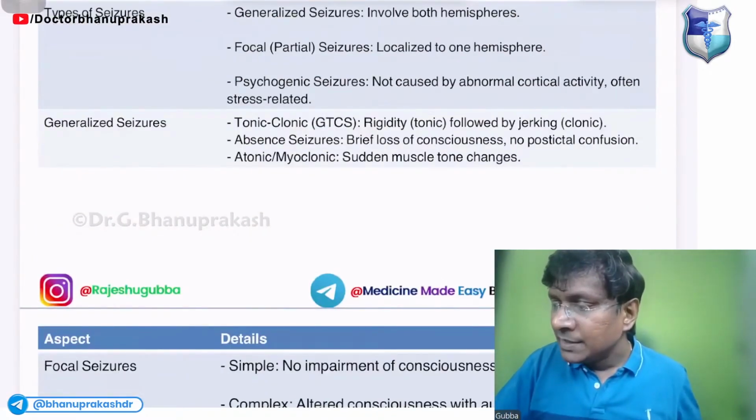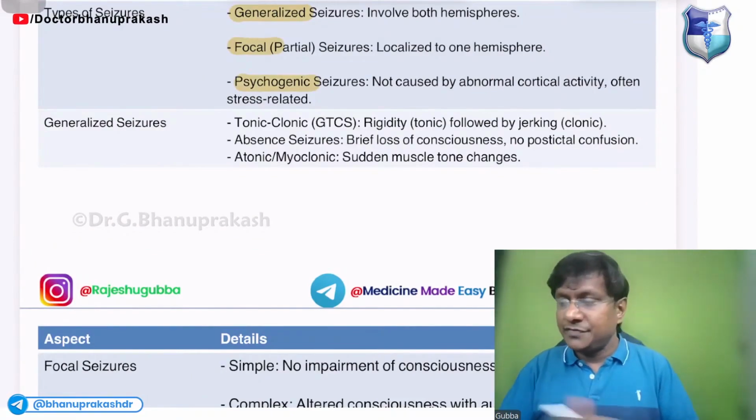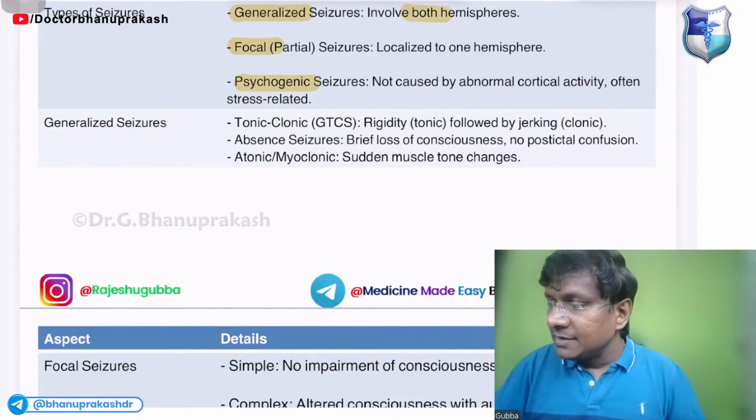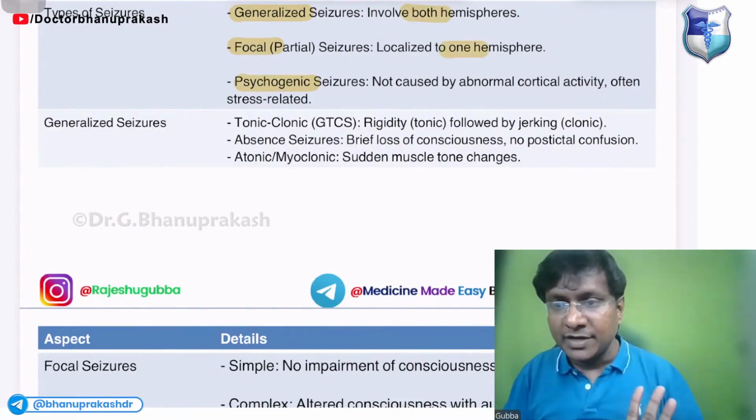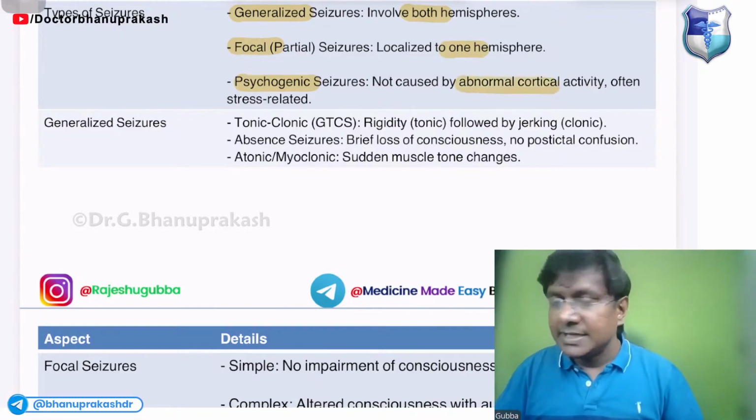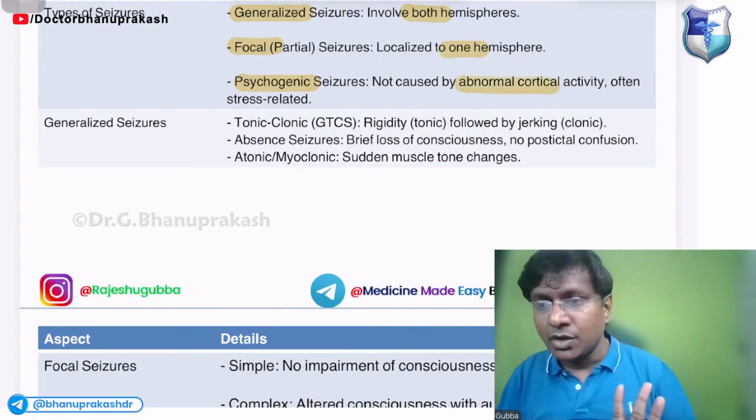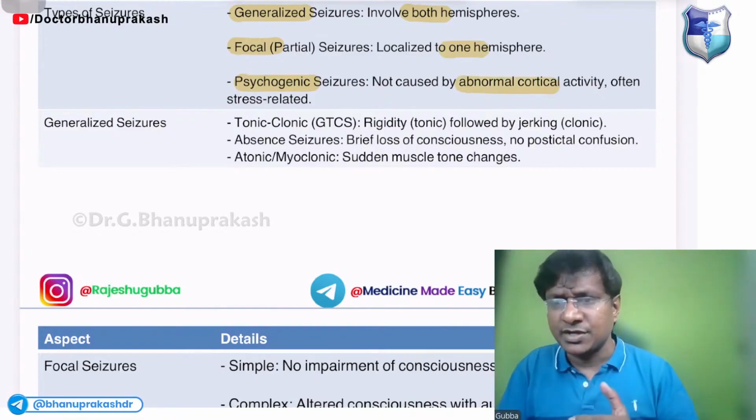Types, if you see, are generalized, focal, as well as psychogenic. Generalized involves both the hemispheres. Focal, there is involvement of only one hemisphere. Psychogenic, it is not caused by any abnormal cortical activity. It is often stress related.